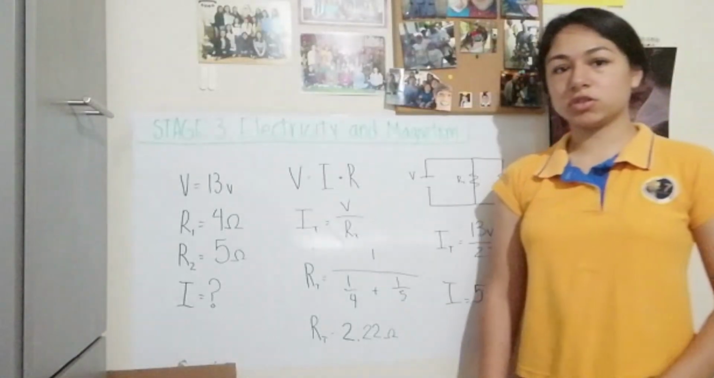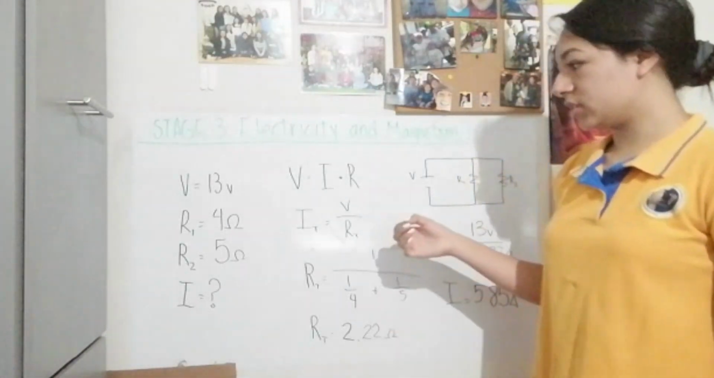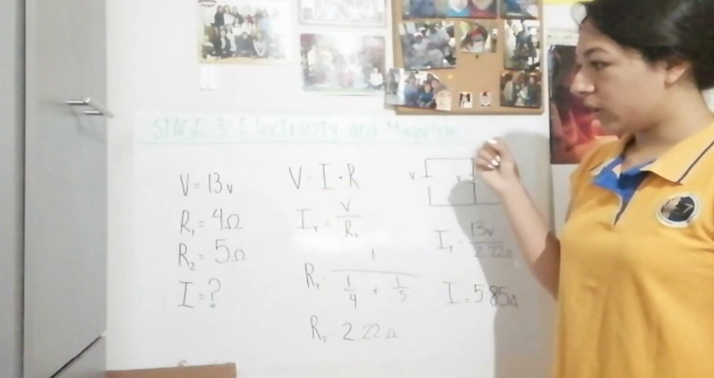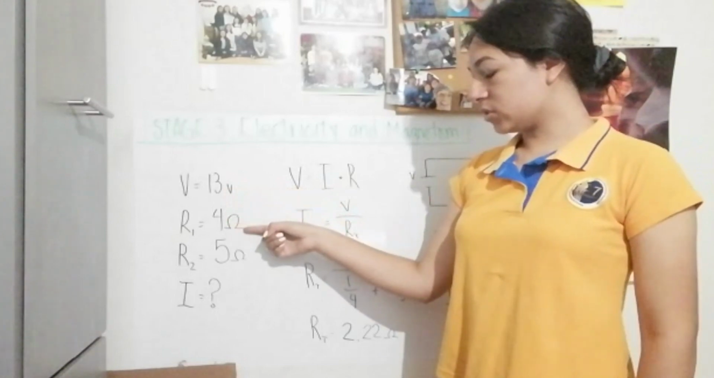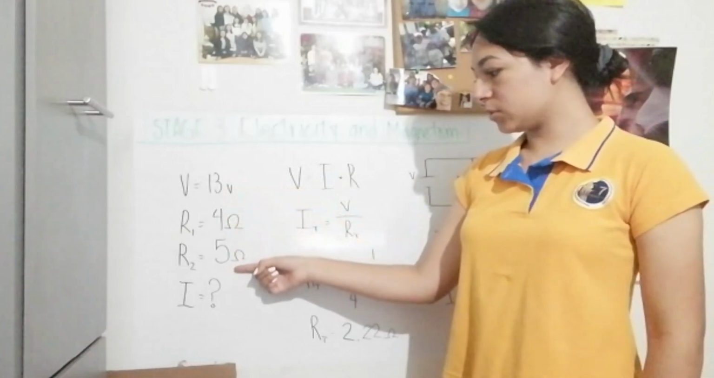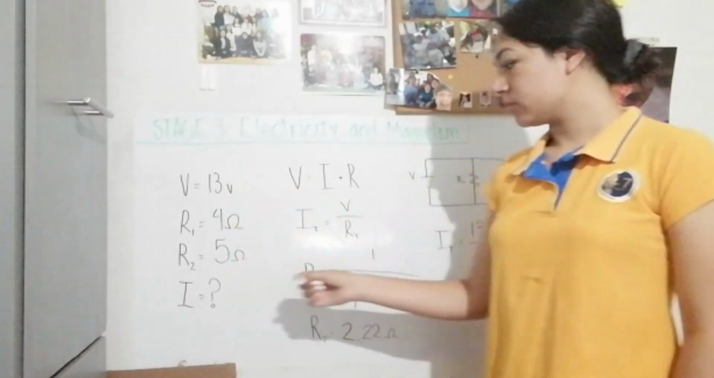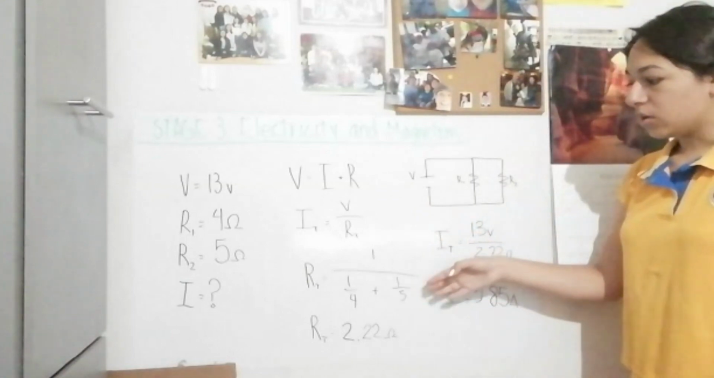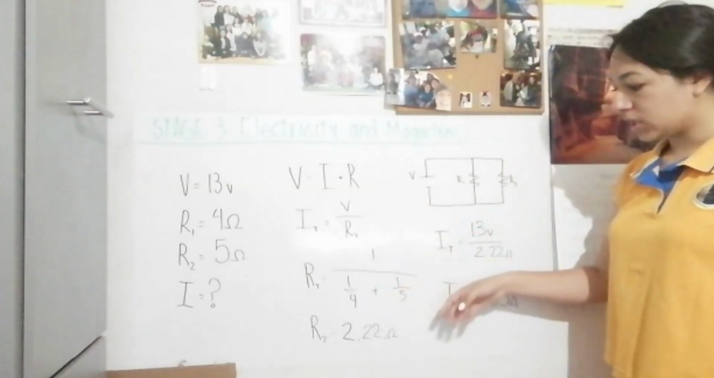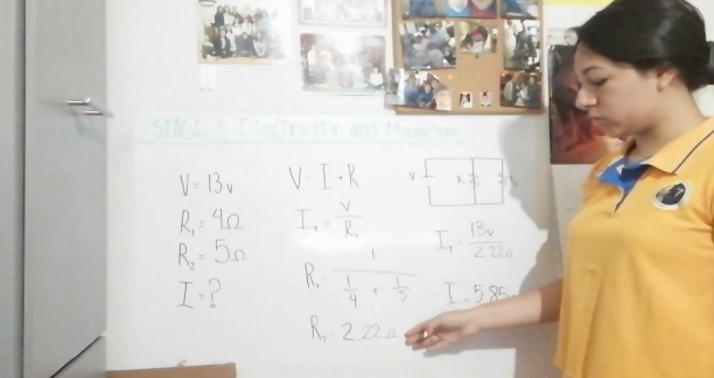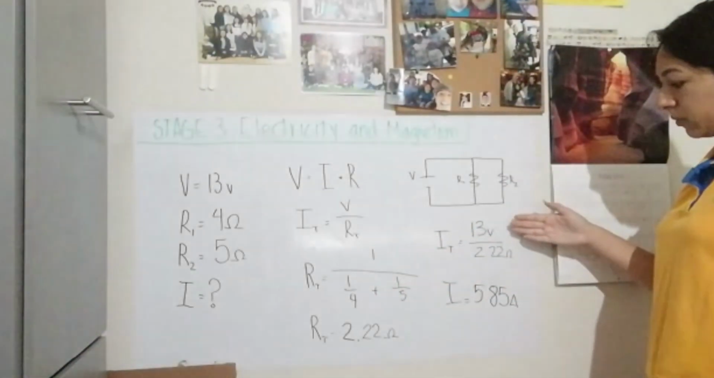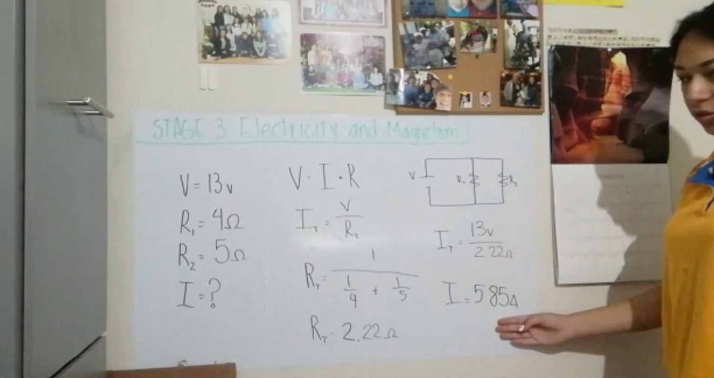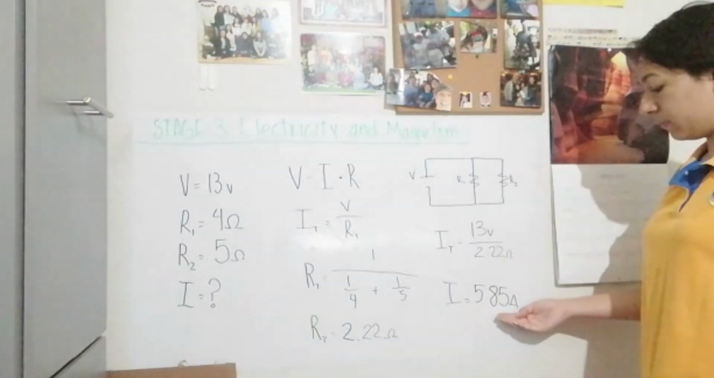On stage 3, we're going to use an example of Ohm's law. Ohm's law: voltage equals current times resistance. We have a voltage of 13 volts, one resistance of 4 ohms, another resistance of 5 ohms, and we have to calculate the current. The current is equal to voltage over resistance. The resistance is equal to 1 over 1/4 plus 1/5, which equals 2.22 ohms. The current is equal to the voltage, which is 13 volts, over 2.22 ohms, which in turn equals 5.85 amperes.